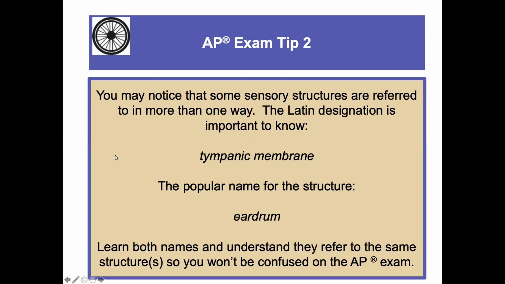So you may notice that some sensory structures are referred to in more than one way, if you're following along with the Myers text or just listening to me. The Latin designation is important to know, but just remember in this instance, the tympanic membrane is what we usually call the eardrum. That's the popular name for it. Make sure you understand both of them because they could be referred to either way on the AP exam.